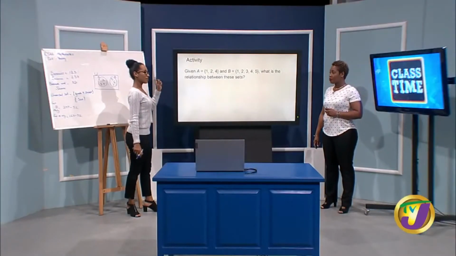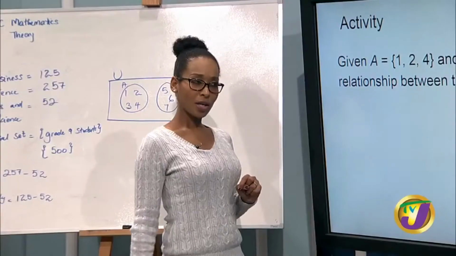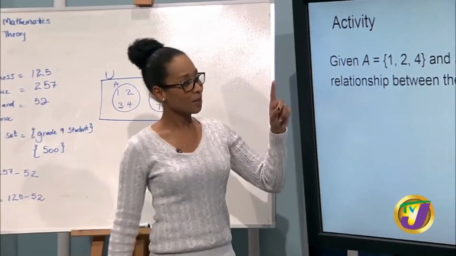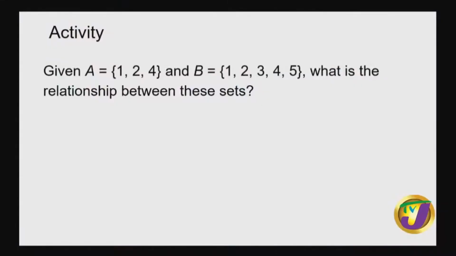So this one, you said something about this earlier, so let me see if you're following. Here we have set A, which is 1, 2, and 4. And we have set B, which is 1, 2, 3, 4, and 5. What is the relationship between these sets? You tell me that I'm tricking you. I want to see now if you get this one. What's the relationship?